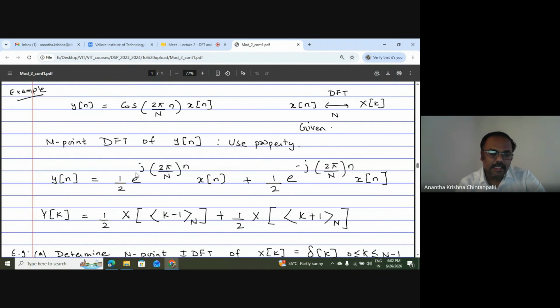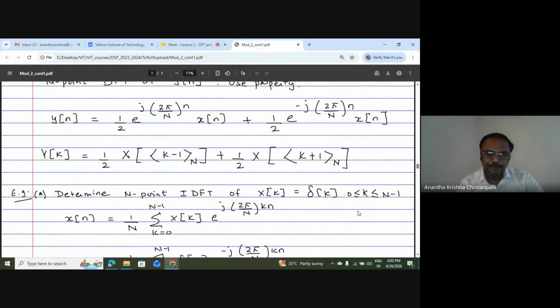So y of n is nothing but half of e to the power of j 2 pi by capital N times little n, times x of n, plus half of e to the power of minus j 2 pi by capital N times little n, times x of n. This is nothing but a circular frequency shifting property. Now, what is the value of k here? K is nothing but 1. What is the value of k here? K is nothing but minus 1. So this is half of capital X of (k minus 1) modulo N plus half of capital X of (k plus 1) modulo N.